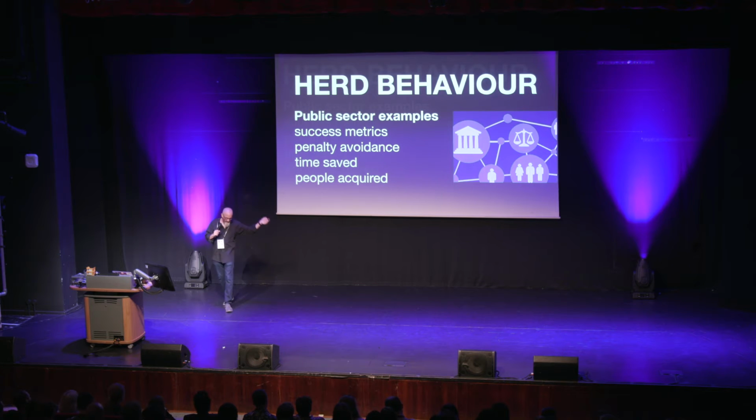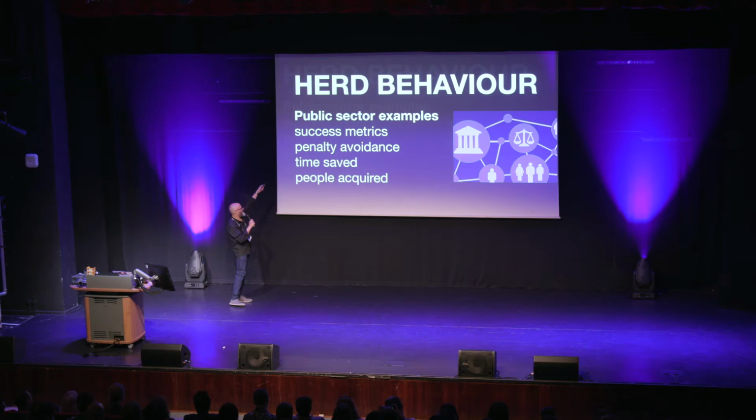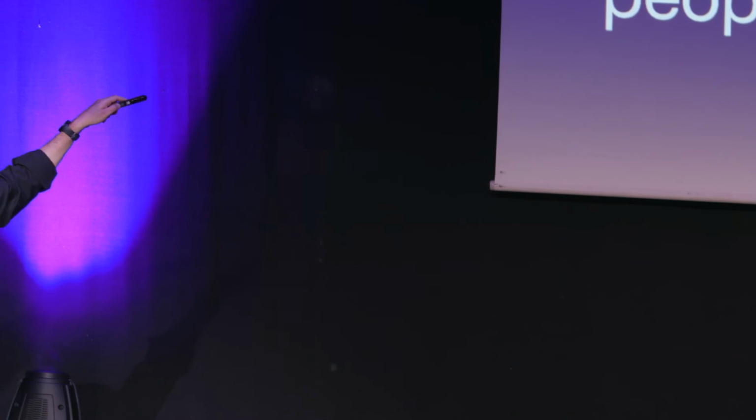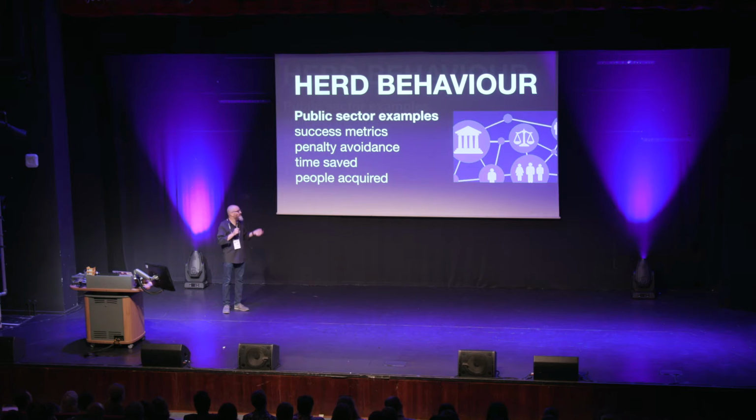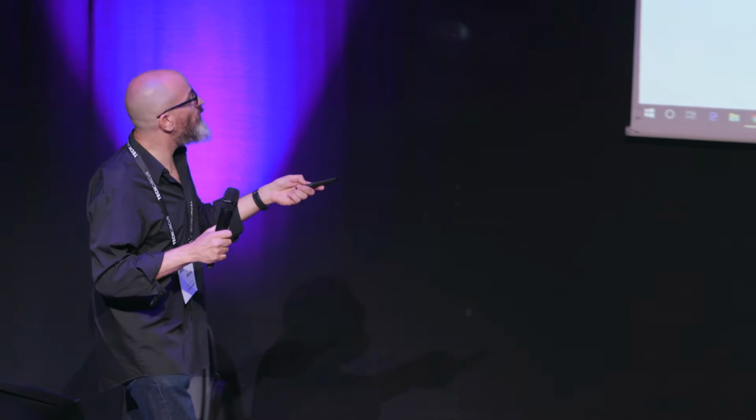So X number of people applied for a passport, got their adult renewal, their passport renewed and back in their hands within 4 days. HMRC didn't charge fees for late submissions. Time saved might be in terms of MOJ getting a judicial review. It might be people acquired in terms of the Department of Education. There's lots and lots you can do here in terms of surfacing what other people are doing to affect the behavior of others.